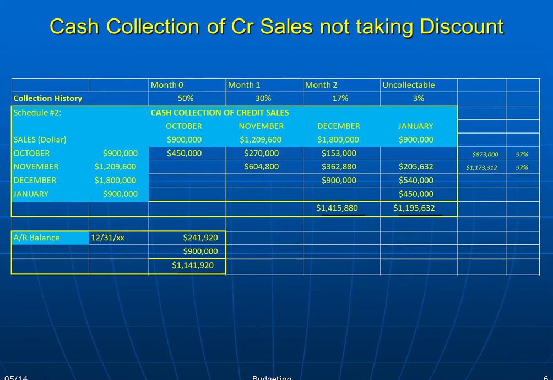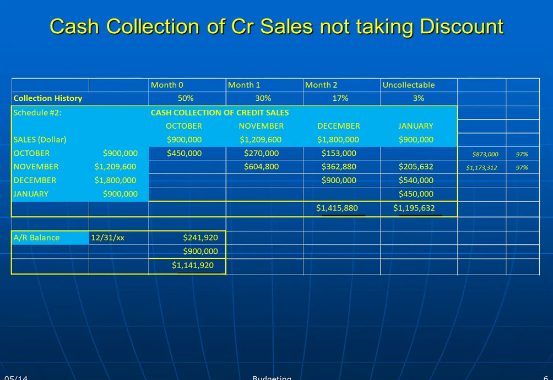Now, if we wanted to know what our budgeted accounts receivable balance would be for any time, here's how we'd go about determining that. And that's illustrated down here. So our budgeted accounts receivable balance as of 12/31 of the given year, so that'd be December 31st, is budgeted to be $1,141,920. Okay, so we have no accounts receivable are credit sales that have not been collected. So let's walk through this.